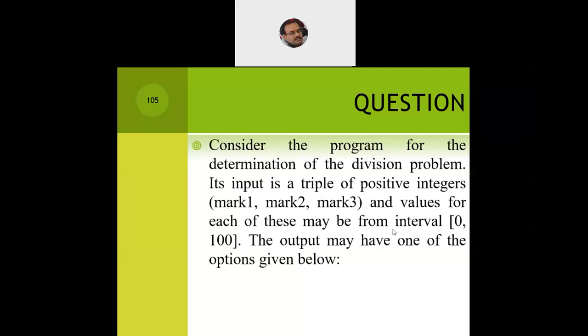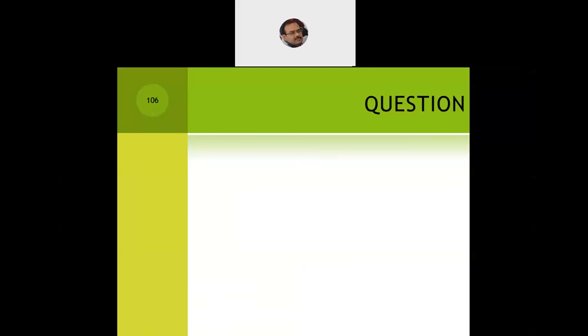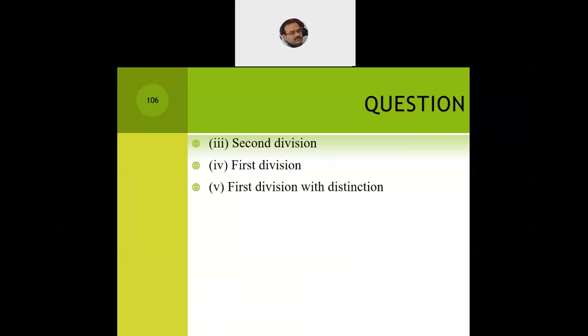So let's look at the options: fail, third division, second division, first division, and first division with distinction. These are the possible outputs. So there are five possible outputs of the marks a student can score for three particular subjects. And there could be invalid marks if the teacher has entered them incorrectly.